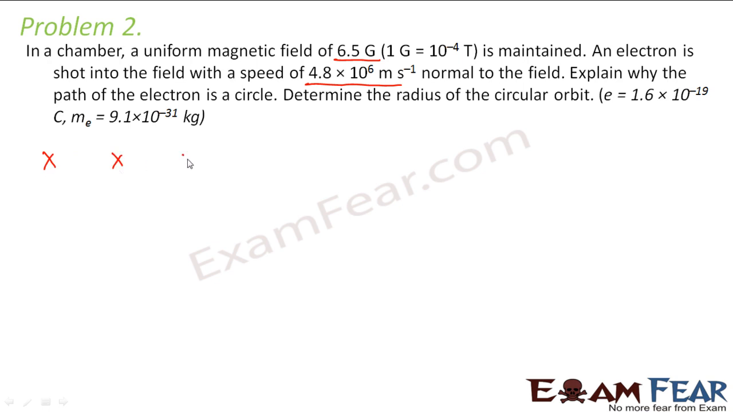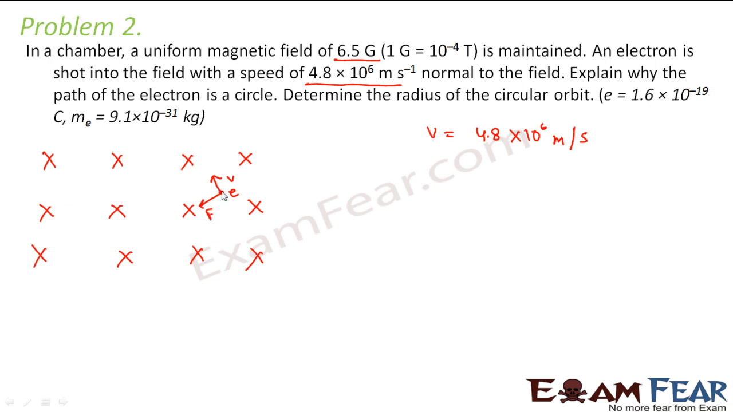Let us suppose that this is the magnetic field which exists. So an electron is shot into the field with a speed of this much. Let us suppose the speed is given as 4.8 into 10 to the power 6 meter per second. So let's just say this is the electron. So it is shot with this speed, say in some direction v. If you use your right hand thumb rule, you will see that the force acts in this direction. So since force acts in this direction, it will push the electron a little bit towards itself. So let us say the electron will come here instead of going here.